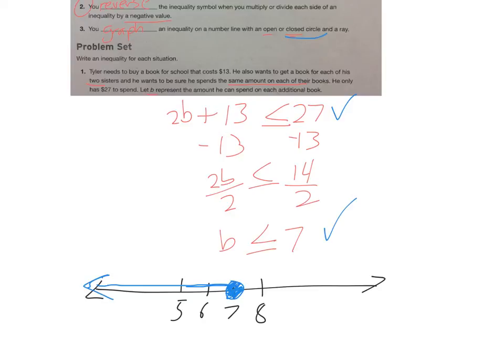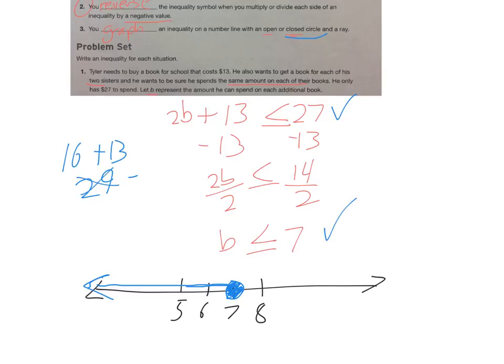However, mathematically, anything that is equal to or less than 7, and you would represent that on the graph like this, with a solid dot at 7 and then an arrow pointing all the way to the left, counting down. And that means that 8 would not work. You know that 8 wouldn't work because if you substituted it back in, 2 times 8 is 16. Let's go ahead and do that. 2 times 8 is 16 plus 13, and 16 plus 13 is 29. And so 29 is not less than or equal to 27, so you wouldn't have enough money.